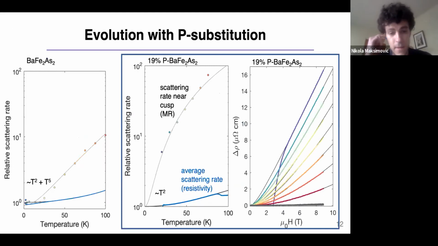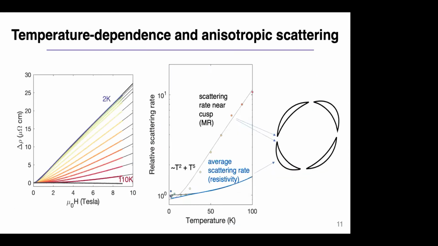Okay, next up, phosphorus. Sorry. Yeah, can I ask a question? Sure. How do you sort out the scattering rate from the magnetoresistance?